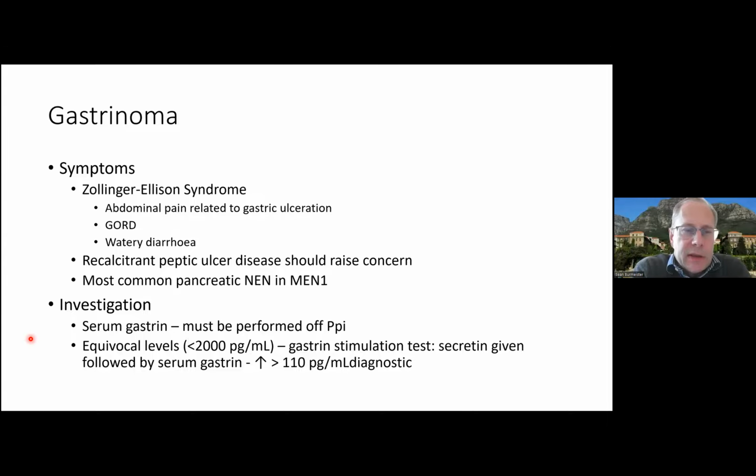Certainly, it is said that if you have massively raised levels, like more than 3,000 or 4,000, that's really pathognomonic. But it is suggested that if the levels are equivocal, less than 2,000, then the patient should probably go on to have a gastrin stimulation test where patients are given secretin and then a serum gastrin. And as you'll see, one can also test gastric pH. We'll come to that in a second.